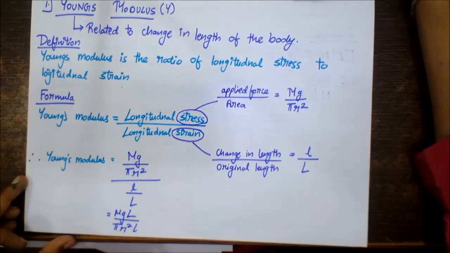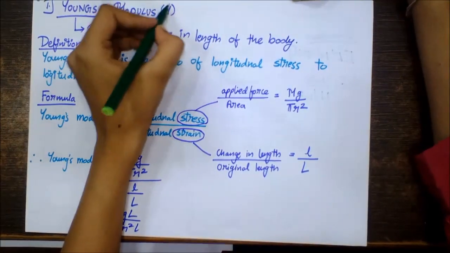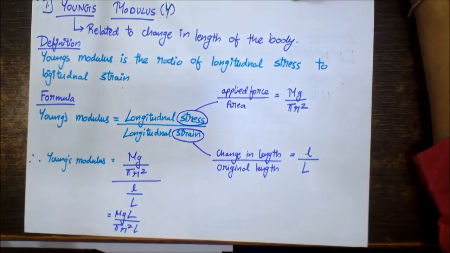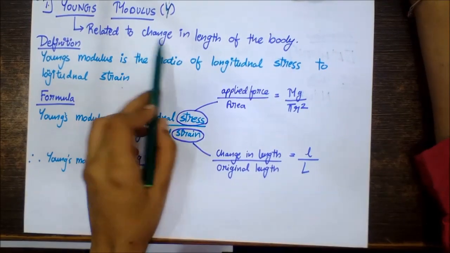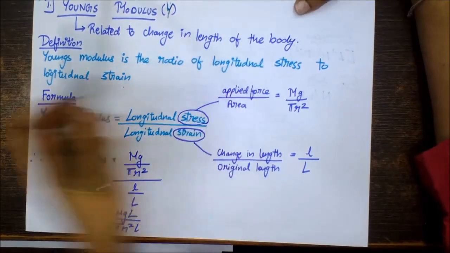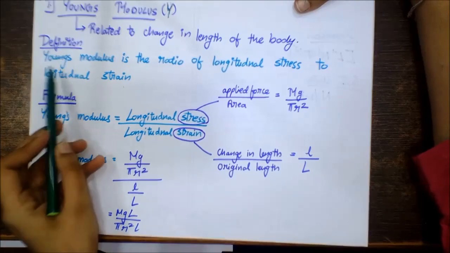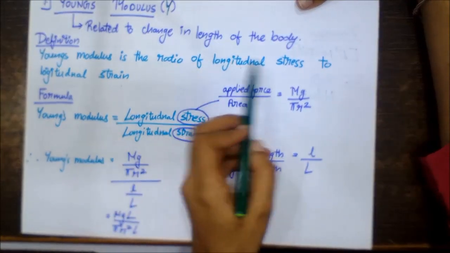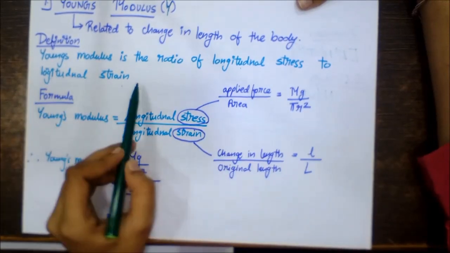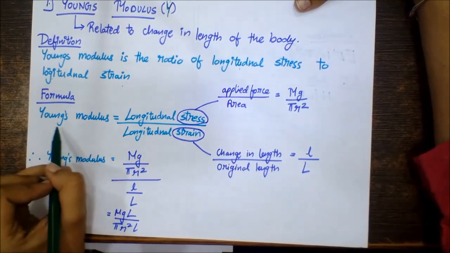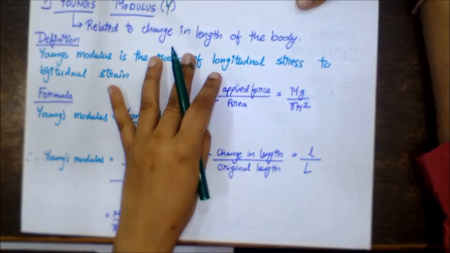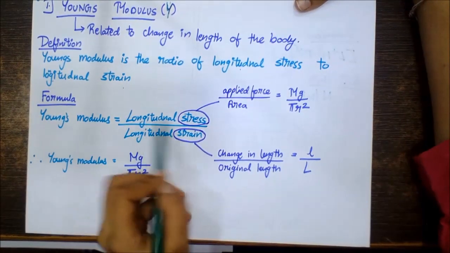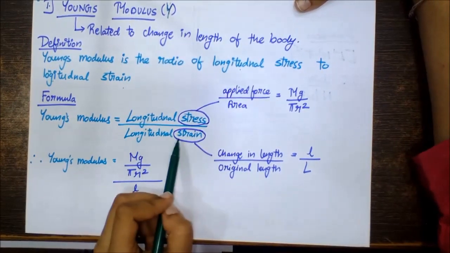We'll first move on to the Young's modulus, which has a symbol of capital Y. It is related to change in length of the body. Let's see the definition. Young's modulus is the ratio of longitudinal stress upon longitudinal strain. Let's see the formula. We'll write the same thing which is there in the definition. Young's modulus is longitudinal stress upon longitudinal strain.